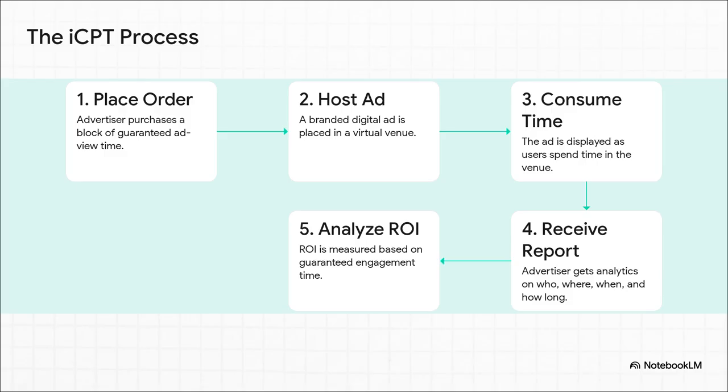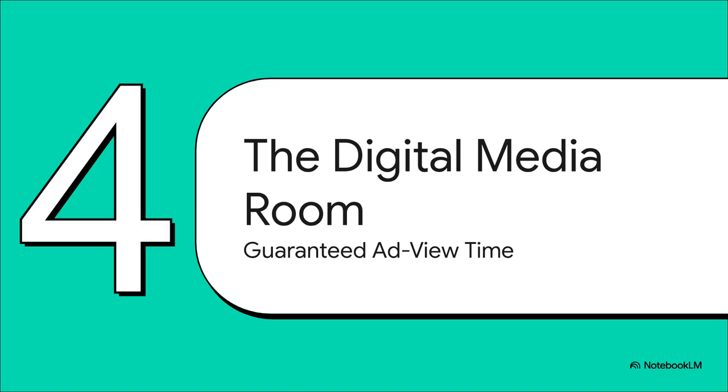We can actually simplify that whole process down to about 5 key steps. It's this really transparent cycle. An advertiser buys a block of guaranteed time, their ad runs continuously while people use the platform, and then, boom, the advertiser gets a detailed report showing exactly what they paid for. The crucial part here is that the final ROI is based on actual engagement time, not just a potential, maybe it happened view.